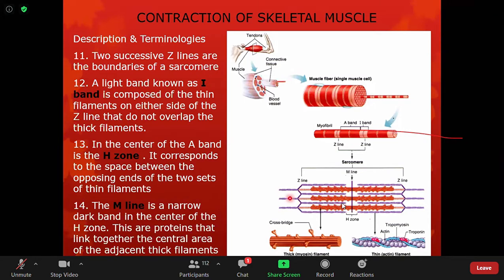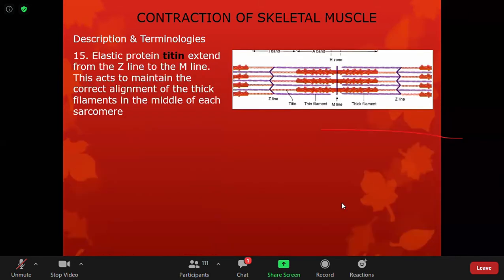And the thick, this is your thick filament, okay? And this is your cross bridge. And this is your thin filament. It is composed of your actin, tropomyosin, and troponin. That is your titin.